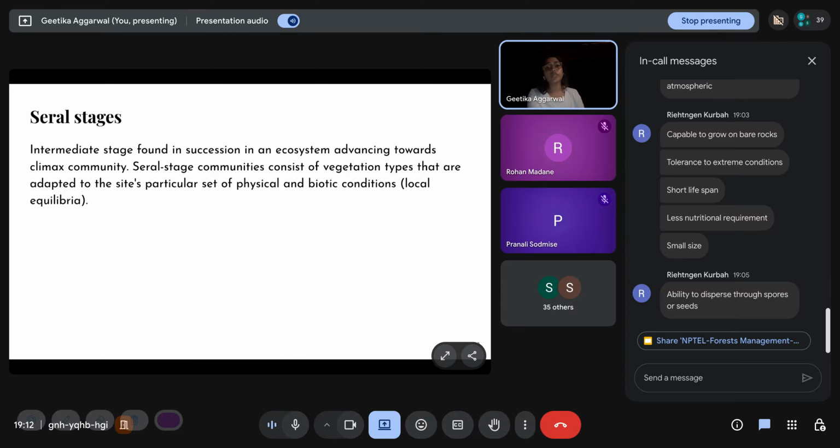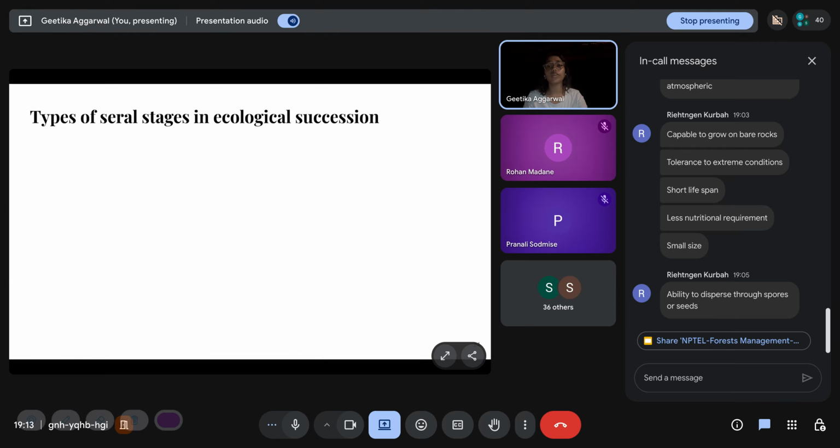And these serial stage communities consist of vegetations that are adapted to that site's particular physical and biotic conditions. So even in the serial stage, the vegetation types will be more or less adapted to that particular site, to the conditions found in that particular site. And physical and biotic conditions, mostly the local equilibria, so they'll be very well adjusted to the local conditions. Okay. And different types of serial stages are found in ecological succession.